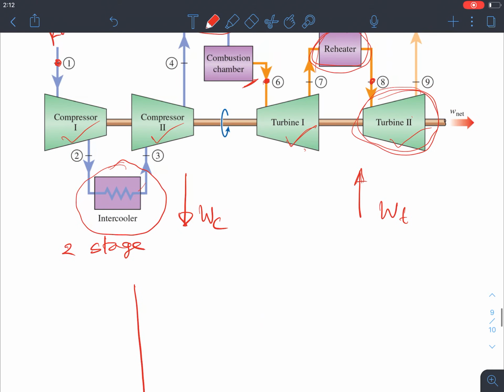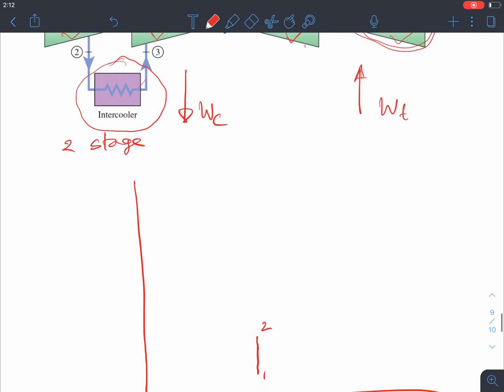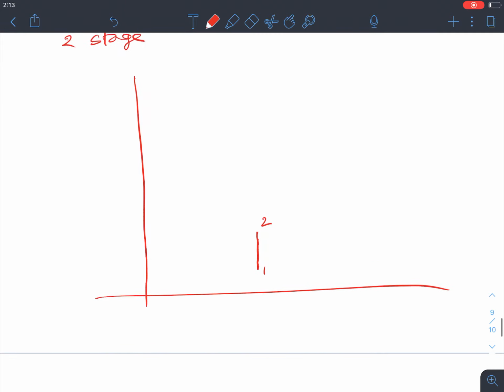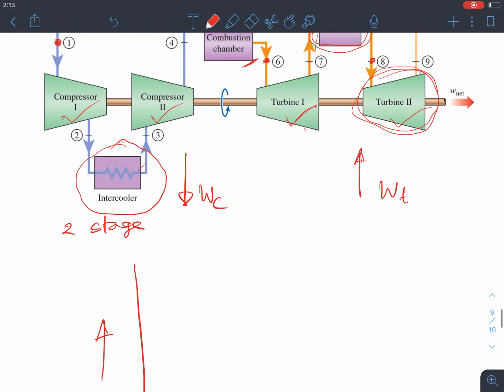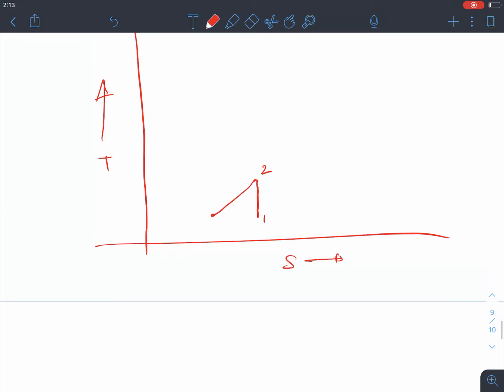So 1 to 2, it's basically compressing, right? This is 2, and then from 2 to 3, it's cooling down the temperature. So if it is a TS diagram, with S and T, the intercooler is basically reducing the temperature, right?